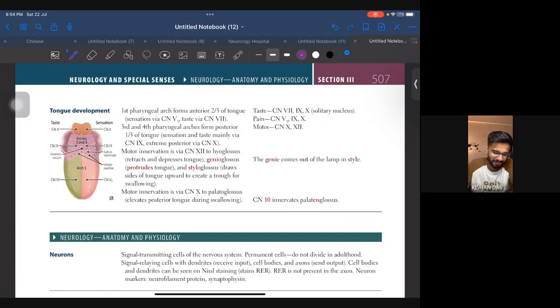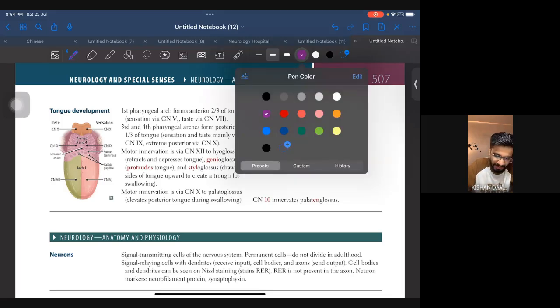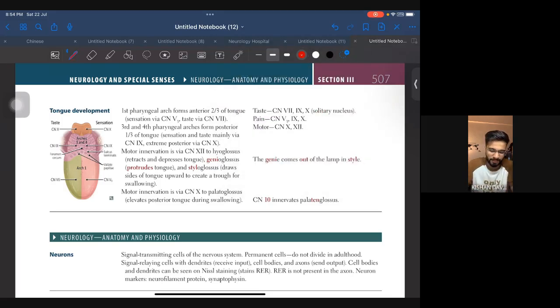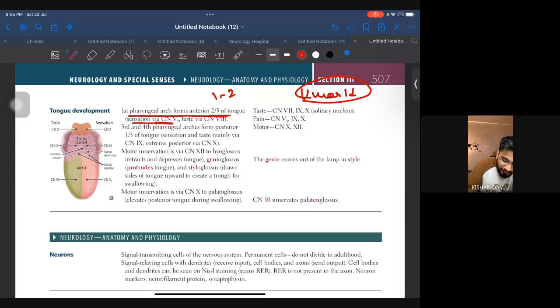Tongue development is not that high yield, but most frequently they like to ask one or two questions. In the UWorld, so many are there. In the NBME, one or two are there, but I don't think in the exam they will be asking this. Let's just see what they are trying to say over here. The first pharyngeal arch forms the anterior two-thirds of the tongue. So sensation is via the third branch of the trigeminal and taste via the seventh nerve, that is the facial nerve.